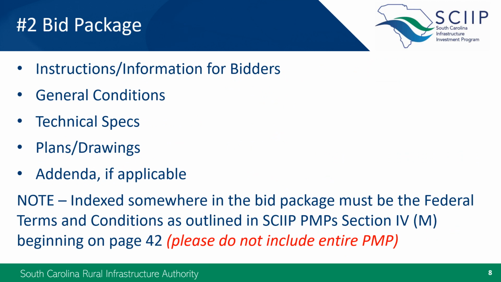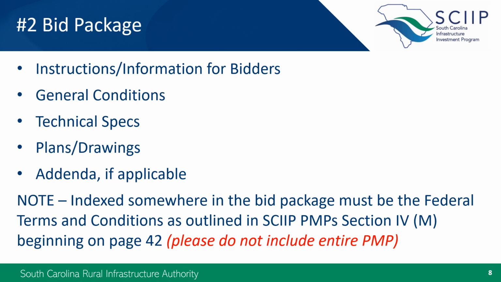Now, all the components listed on this slide should be included with your bid package submittal. Now, as part of the contract review, I should point out that RIA staff compare the bid form, specifically the line items and their quantities, to the detailed cost estimate in the SCIIP application. If there are significant differences, we'll require the engineer to explain the variances in writing. You can preempt that by including the explanation with your submission.